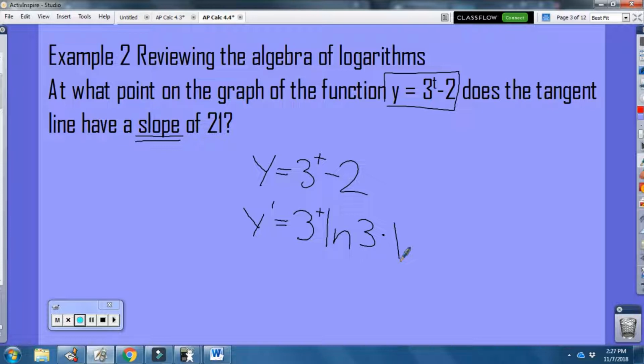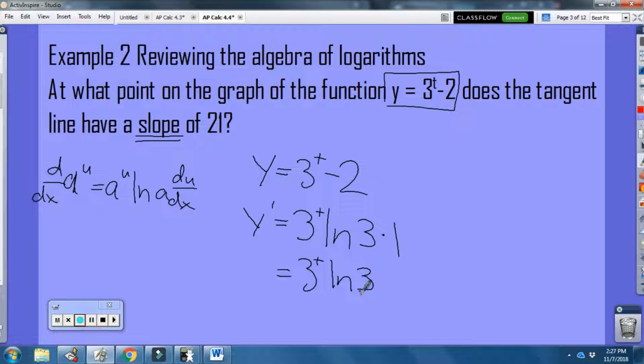And in case you forgot, this was the formula here. So we said the derivative of a to the u is a to the u times natural log of a times du dx. So all we did, rewrite 3 to the t times natural log of 3 times the derivative of t, which is just 1. So this just simplifies to 3 to the t times the natural log of 3.